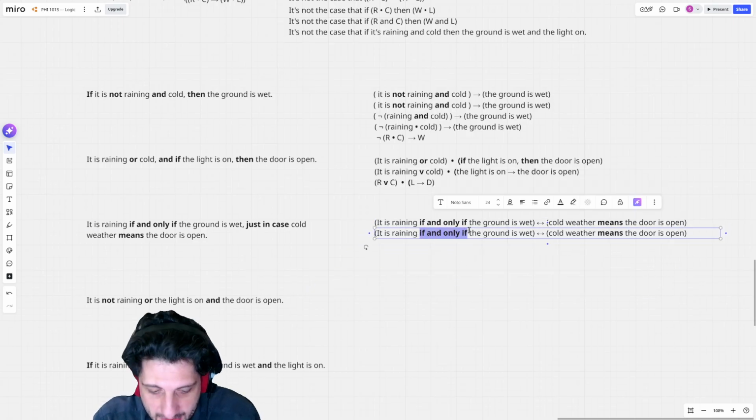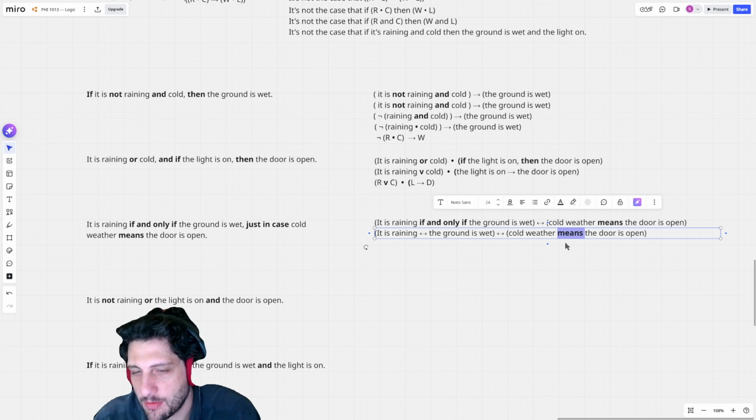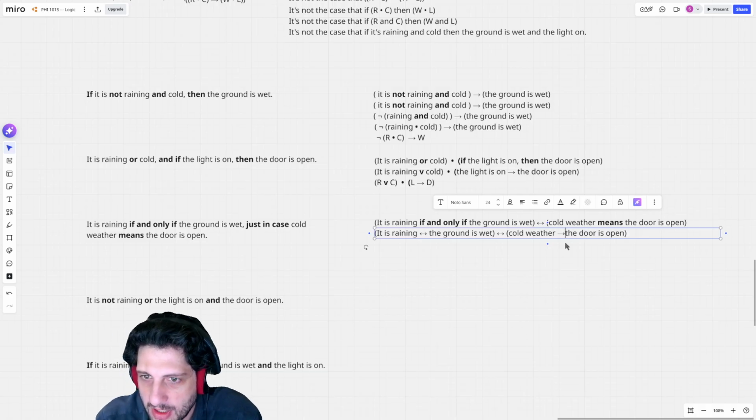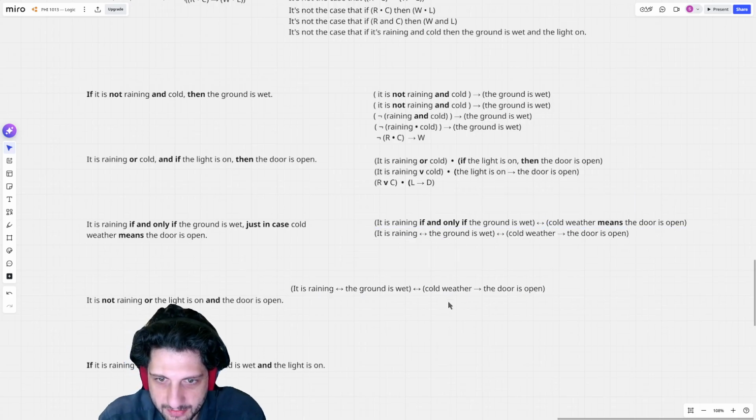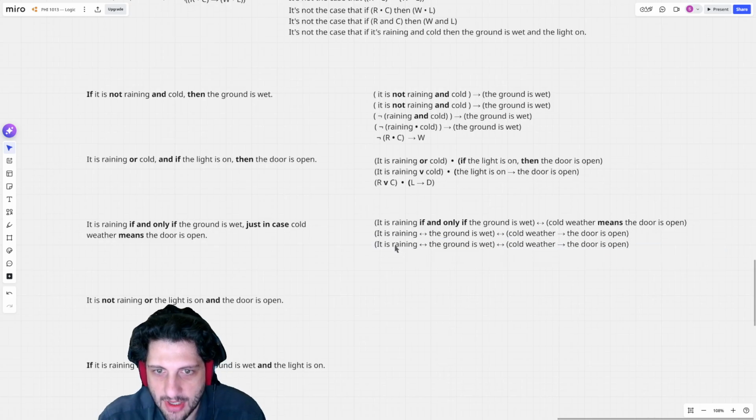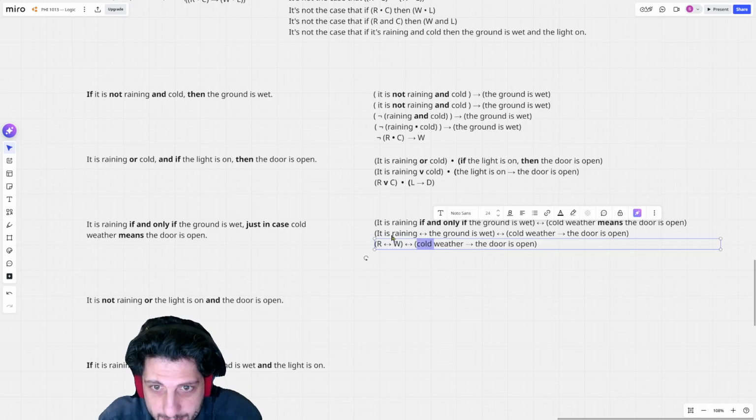So if and only if, that's a clear biconditional again. And then means, that's not a biconditional, right? We're saying cold weather means the door is open, but that doesn't mean the door is open means that we have cold weather. So it's just a single direction. Cold weather leads to the door being open. So we just have this big old sentence of lots of biconditionals and conditionals. We've taken care of all of our symbols, so now all that's left is just the variables themselves.